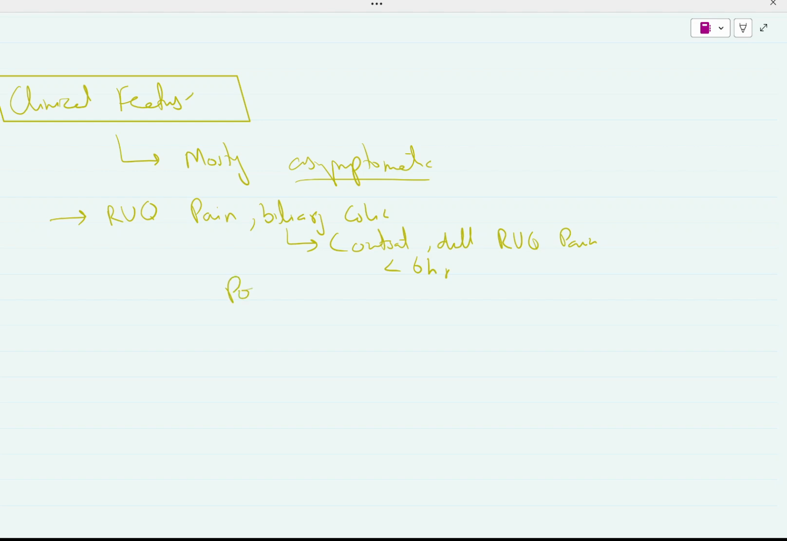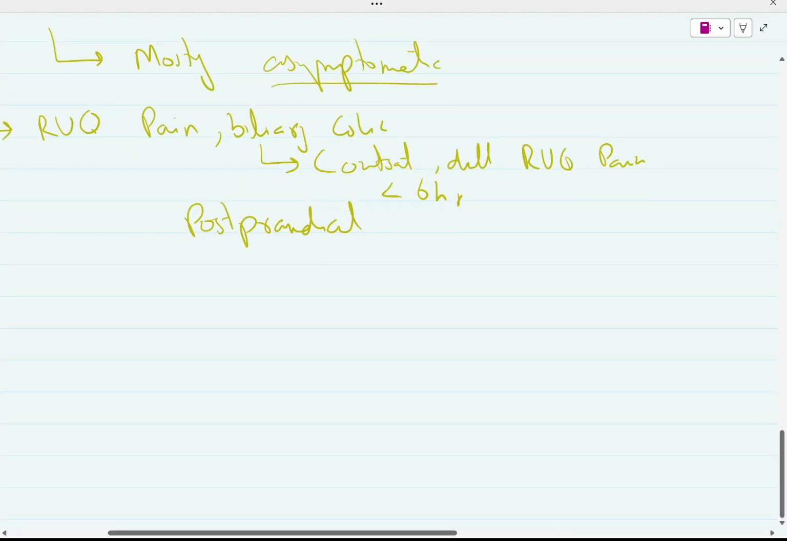Patient tells you that whenever I take food, after food intake I feel right upper quadrant pain. This pain is called postprandial pain. So how does this pain develop? Due to vagal stimulation. So whenever you take a fatty meal, there will be increased contraction of gallbladder.